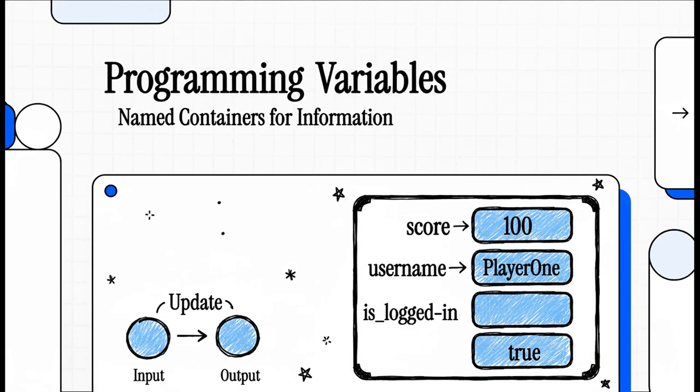You know, every single app on your phone, every website you visit, every game you play, they all rely on this one single core concept: variables. They're basically the memory of a program. And in the next few minutes, we are going to break down exactly how they work. So let's dive right in.